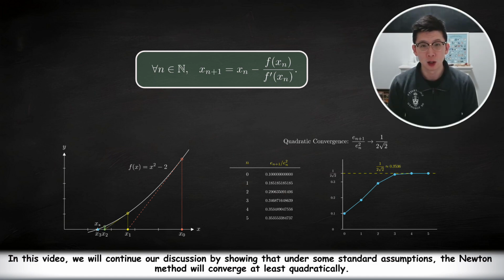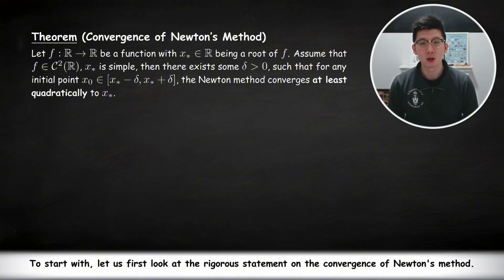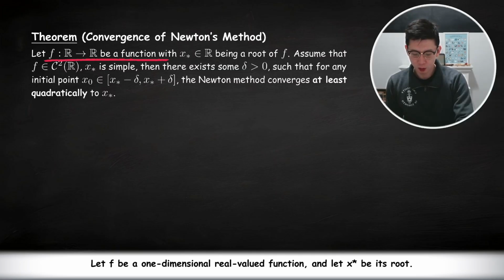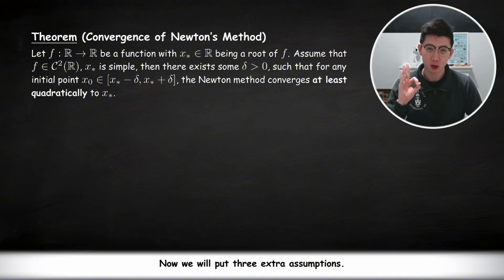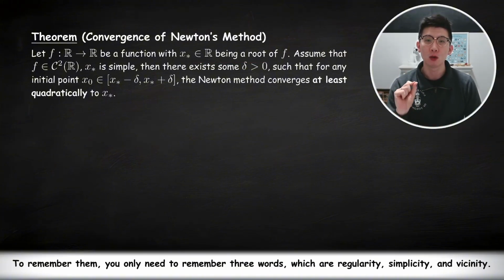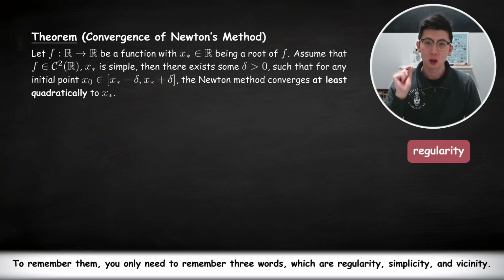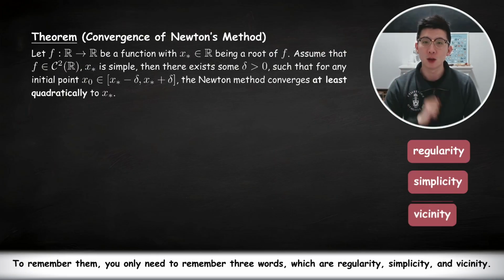at least quadratically. To start with, let us first look at the rigorous statement on the convergence of Newton's method. Let f be a one-dimensional real-valued function, and let x star be its root. Now we will put three extra assumptions. To remember them, you only need to remember three words, which are regularity, simplicity, and vicinity.